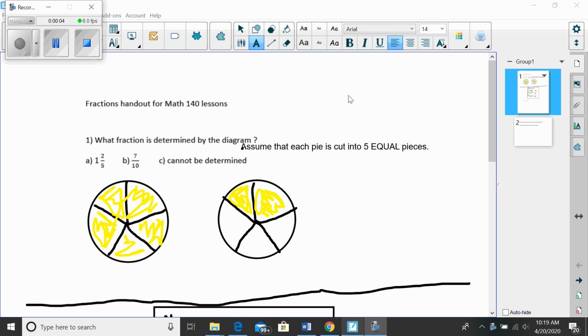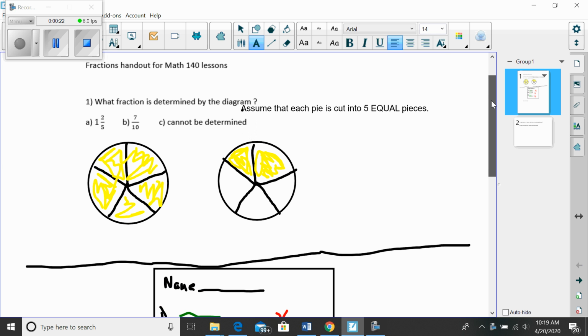So an inquiry-based lesson that we've talked about before is when a teacher asks a question, and in the process of grappling with the question, the students learn something. Okay, so that's what I'm doing here. Question number 1. Take a look at these diagrams, and I'm asking you to determine what fraction you see when you look at these diagrams.